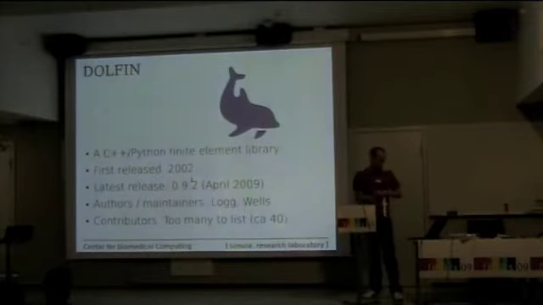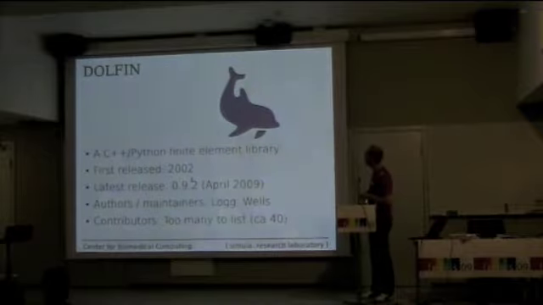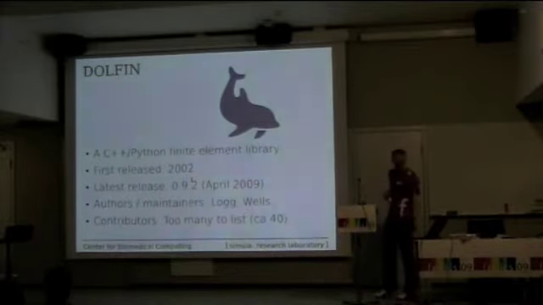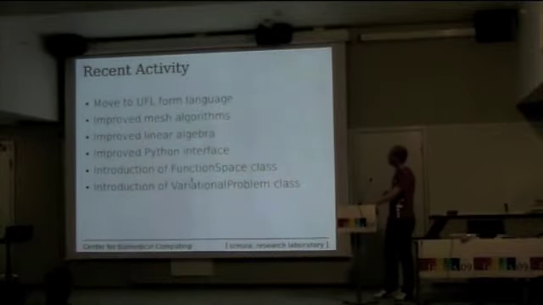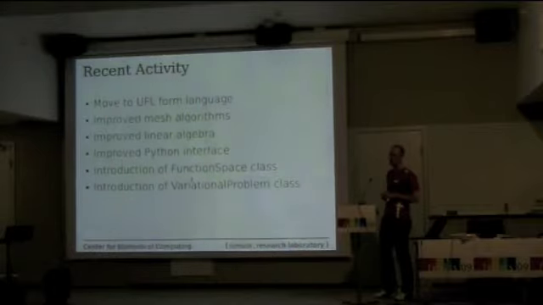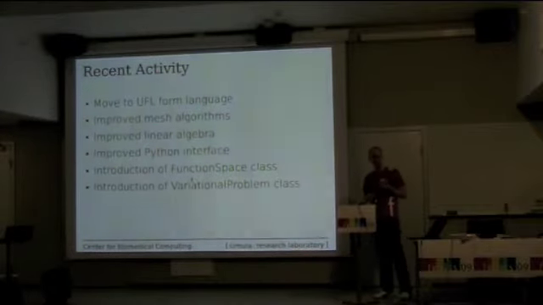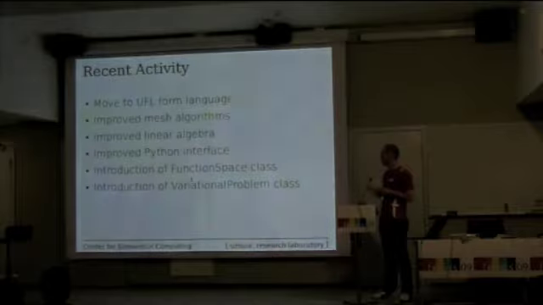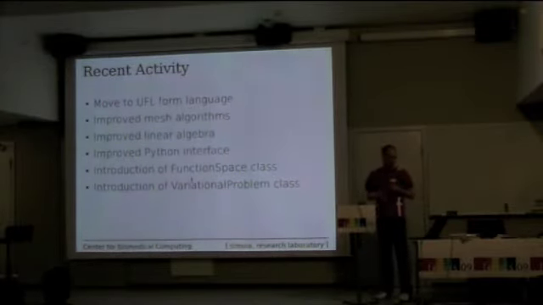So Dolphin first, this is in alphabetical order. So Dolphin was released first in 2002. The latest release was in April this year. So recent activities include moving to the UFL form language, improved mesh, linear algebra, and Python interface. And we introduced the function space class. I guess that's the main interface change since last year. Also the new variational problem class, replacing linear PDE and nonlinear PDE.